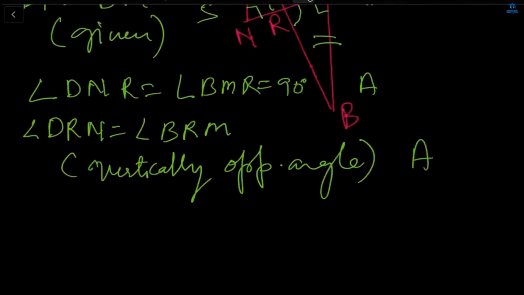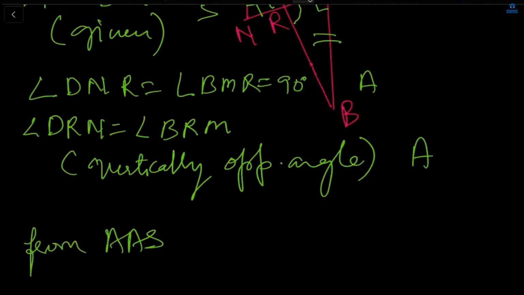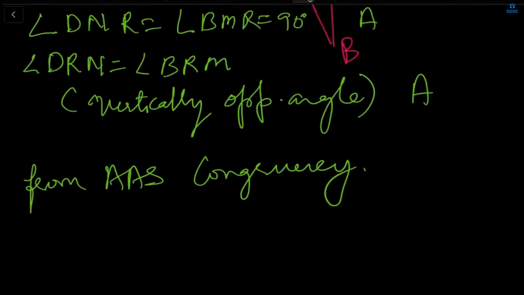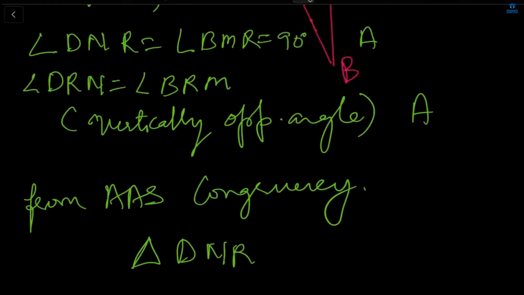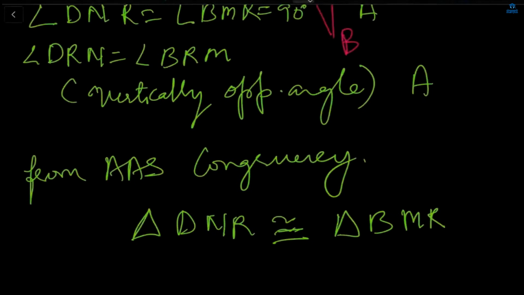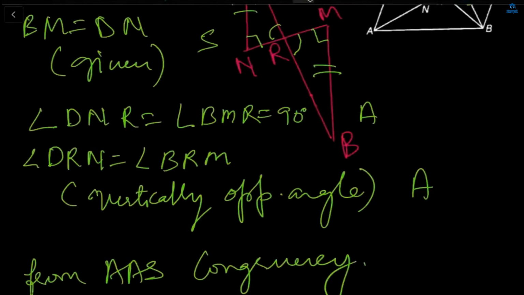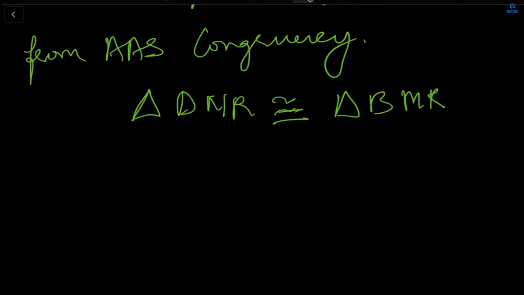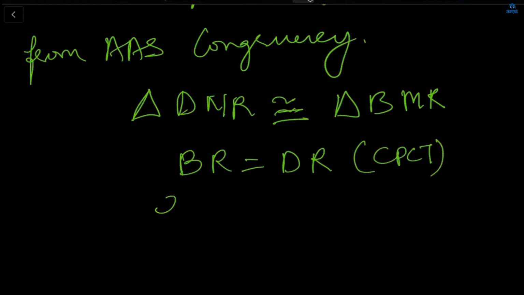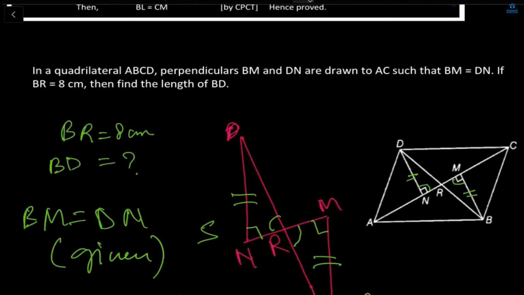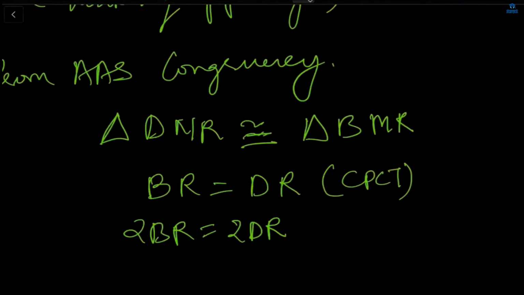So from AAS congruency, triangle DNR is congruent to triangle BMR. Now if both triangles are congruent to each other, then from CPCT, BR is equal to DR. Am I right? Yes. So we can write that 2BR is equal to 2DR. We can multiply 2 on both sides. The value of BR is given as 8 centimeters, and 2DR can be written as the whole BD.